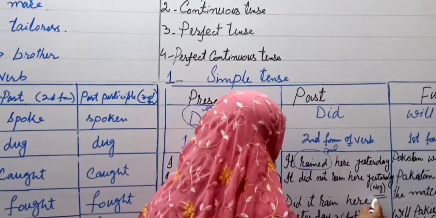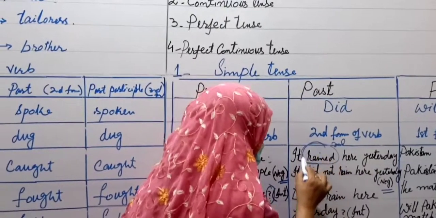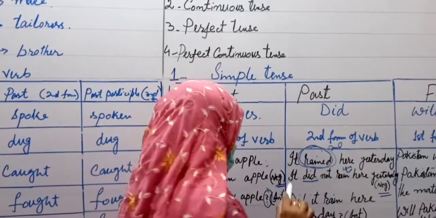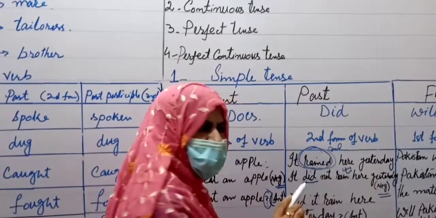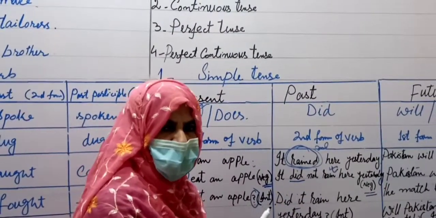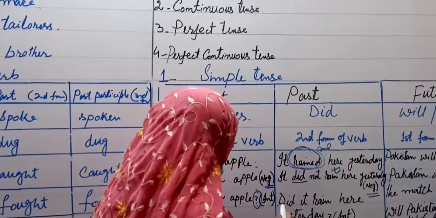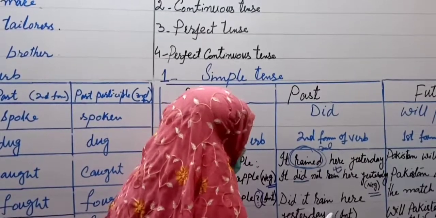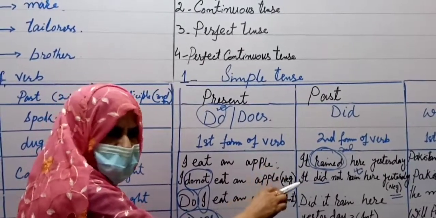This is the negative. Mark one thing. When you are using did, the second form of verb will automatically change into the first form of verb. It did not rain here yesterday. Okay, beta? Let's move towards the example for interrogative sentence. How will you make the interrogative of past tense? Did it rain here yesterday? Okay, sign of interrogation. I hope, students, everything is clear here.